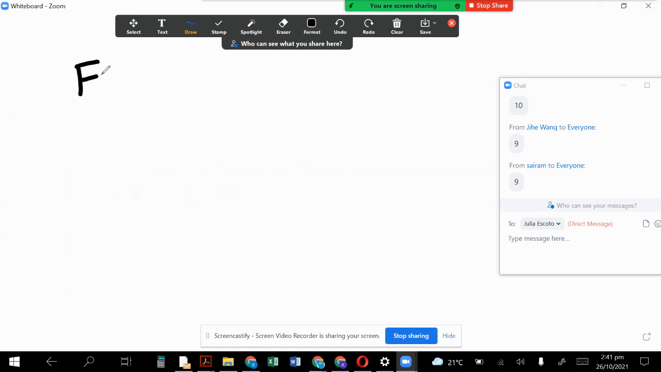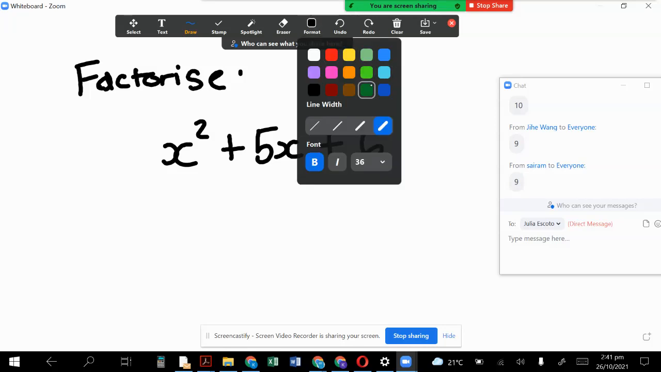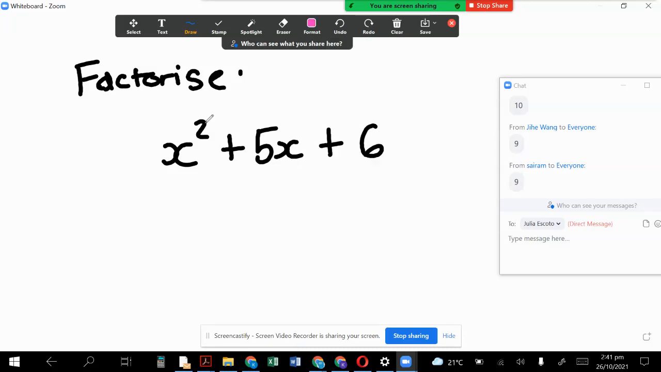So firstly, the question will say factorize. And they'll give you something here. So let's say we got x squared plus 5x plus 6. When you're factorizing a quadratic, because that's the x squared, that's what a quadratic is, you want to create 2 brackets from it, that when you multiply the brackets out, you'll go back to the original quadratic.